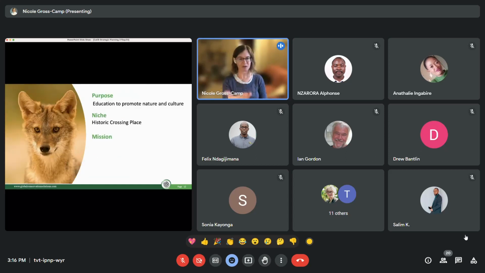Again, following this Pretendia Nature Center example, their purpose is to educate, to promote nature and culture. This is a very local nature reserve, and so they're very focused on this one part of Canada, to promote the nature and culture of this area. And their niche is that it's a historically important place for people crossing from one part of the country to another. This is really what sets them apart from other organizations.